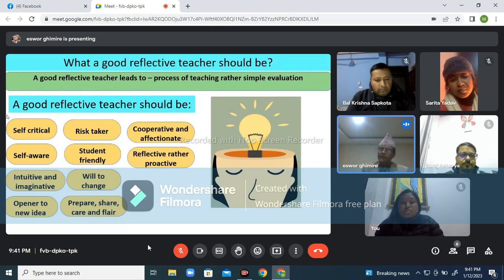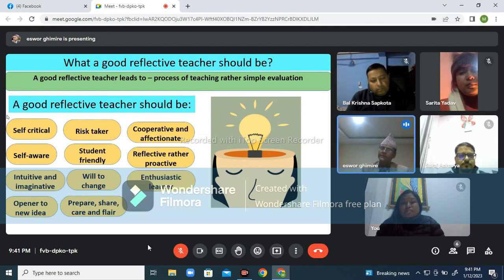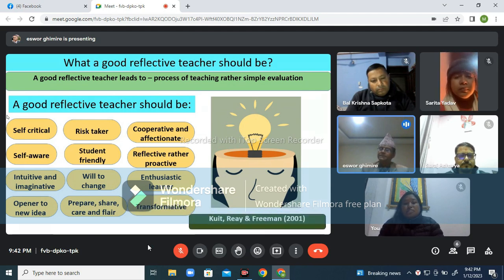A reflective teacher should be reflective rather than merely proactive, not only proactive in activity. His or her reflection should influence positively. An enthusiastic learner. A reflective teacher should be a restless personality. He should be laborious. He should be transformative. Transformation of knowledge, as stated in the paper by Ray and Freeman, 2001.